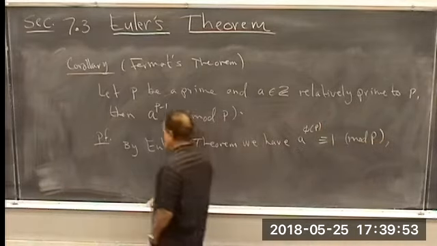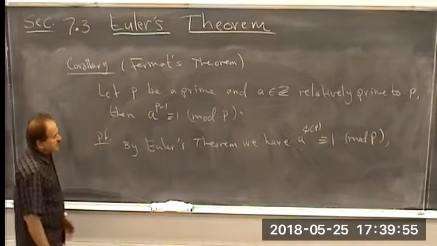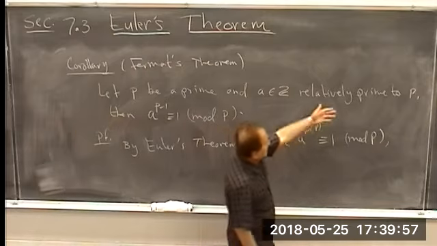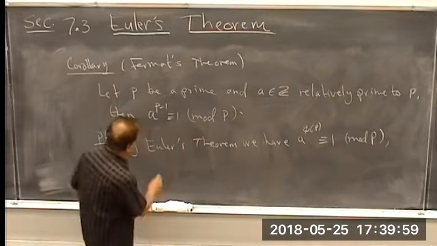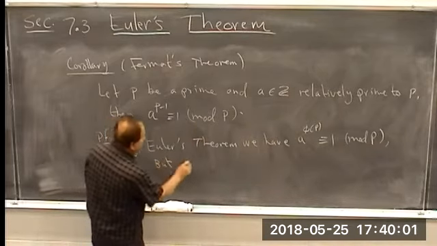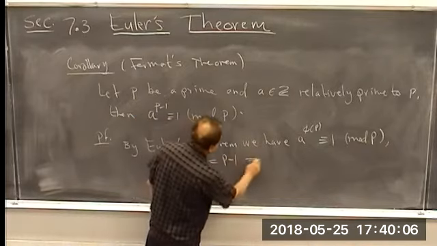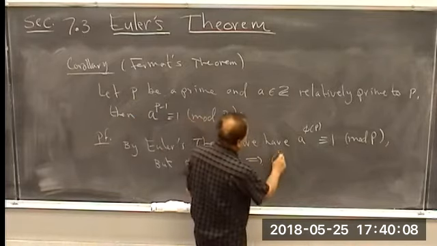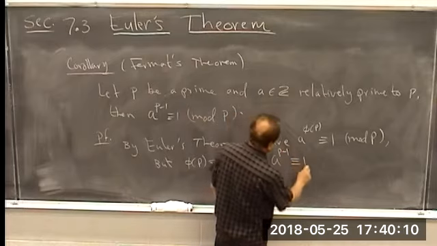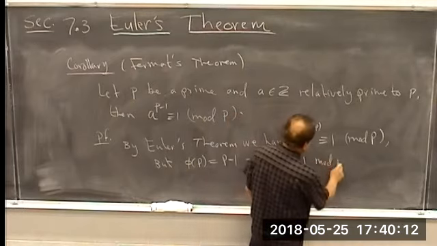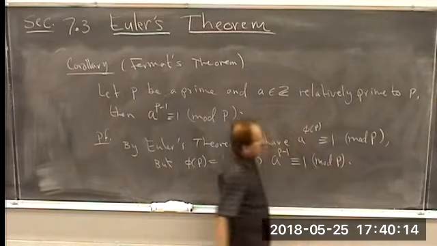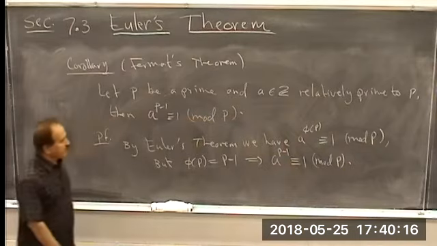That's what Euler's theorem is saying for any integer that is relatively prime to p in this case. But we have phi of p is equal to p minus 1, so this implies a to the p minus 1 is congruent to 1 mod p. Very simple, nice proof that follows from Euler's theorem.